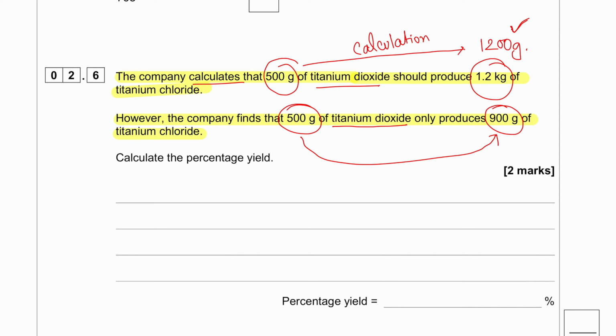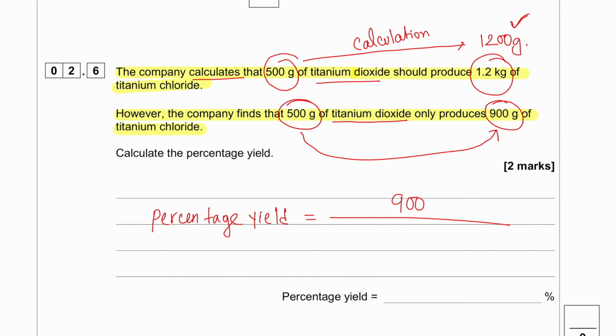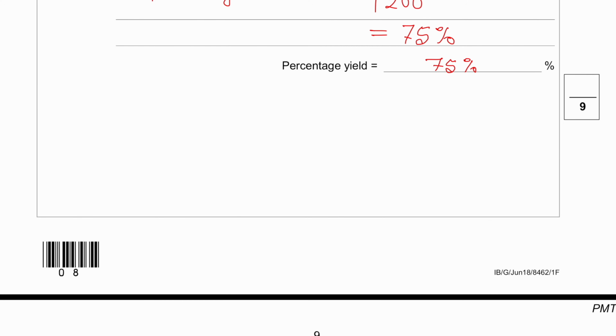So we need to find out the percentage yield. Remember, percentage yield is what we received in real life. We received 900 grams in real life. We are supposed to receive 1200 grams, so we put that one at the bottom, and we multiply it by 100%. When we do that, we find our percentage yield of this particular process is 75%, which in industry standard is a very good percentage, by the way.